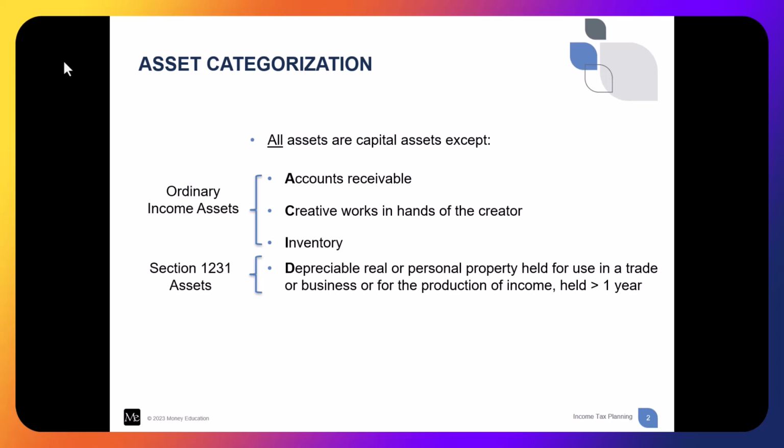So we talked about all assets are capital, except ordinary income assets, which are accounts receivable, creative works of art in the hands of the creator, inventory, or Section 1231, depreciable real or personal property held for use in a trade or business or production of income greater than a year.